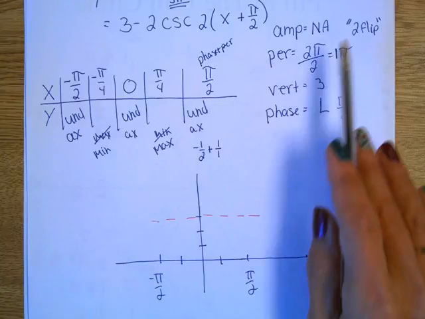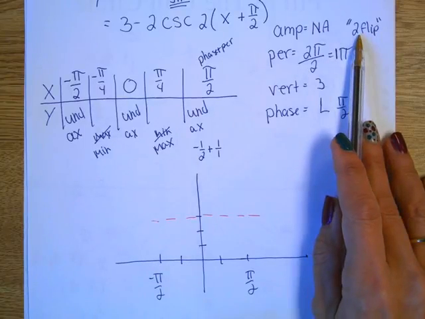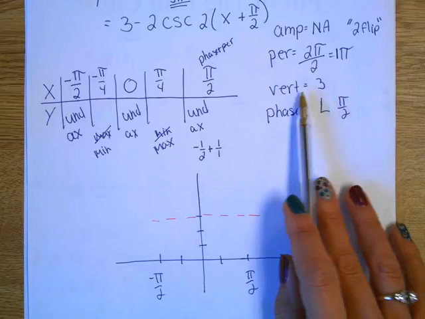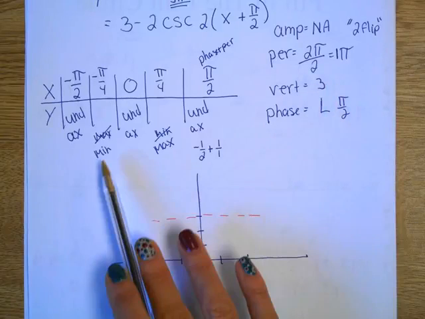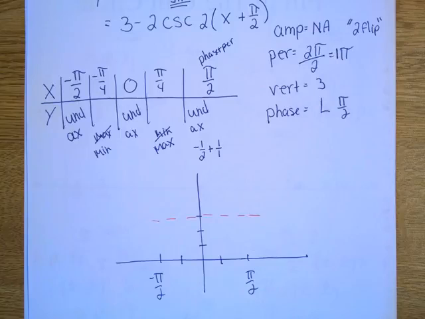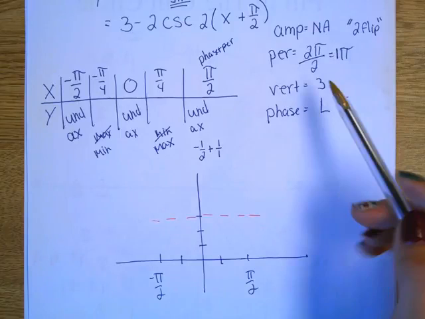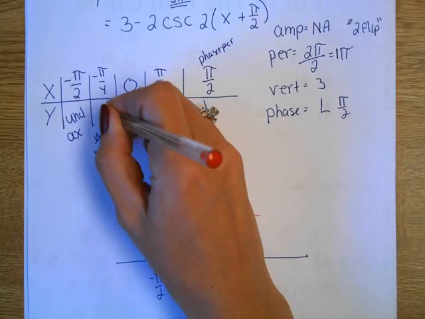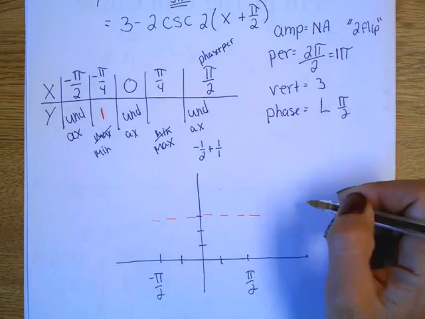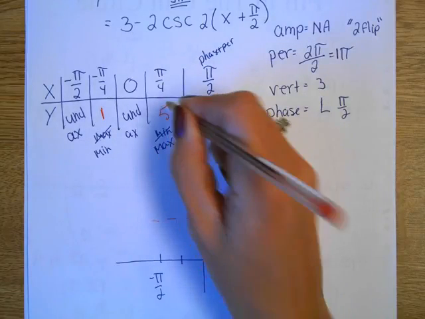All right. So if I had an amplitude in parentheses of 2 and my vertical shift was at 3, where is my min going to be at? 1. Because I'm going to go down 2 from the 3. So this is going to be at 1. Where's my max going to be at? 5.